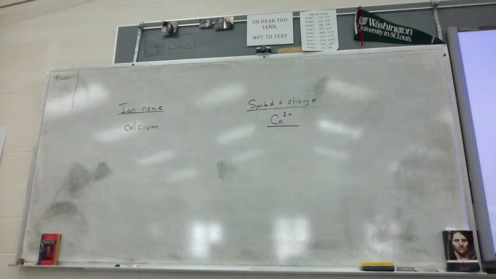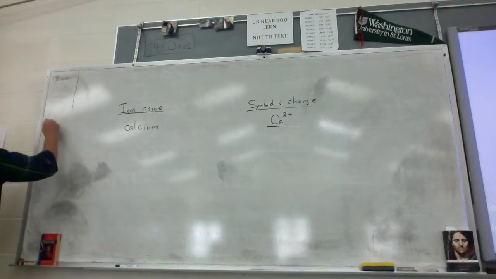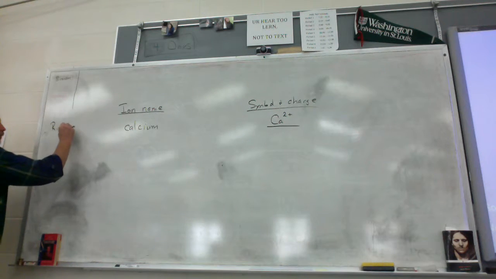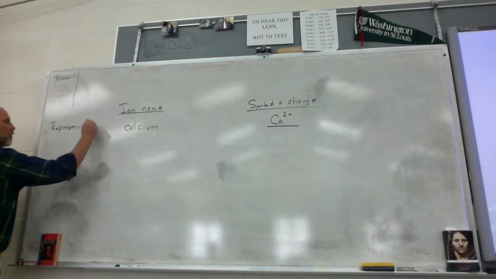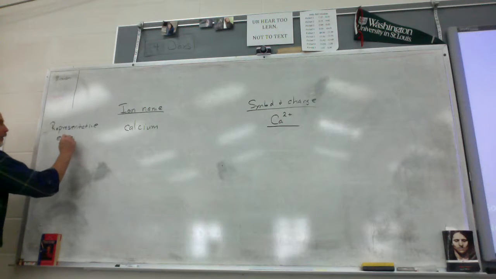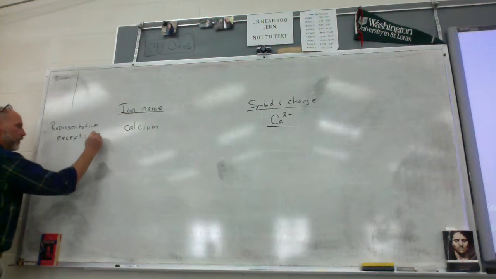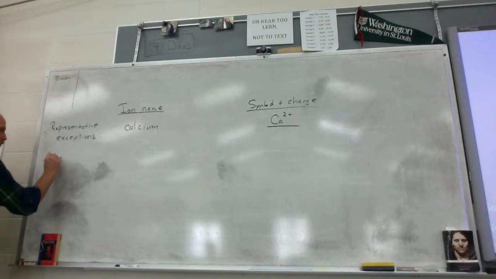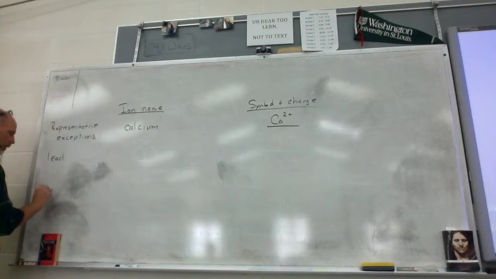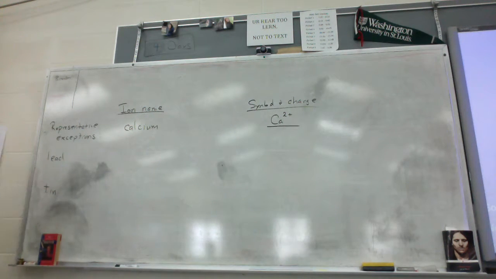There are two exceptions to that. I don't think we got to them in this class. Okay. The two exceptions for the representative elements are lead and tin. You'll notice that lead and tin are representative elements.